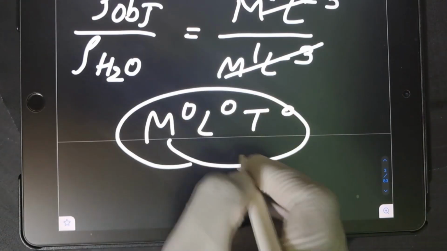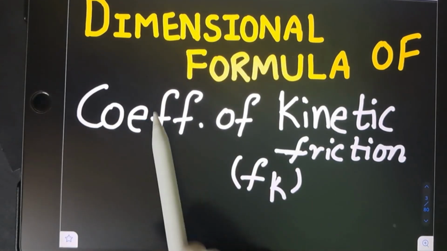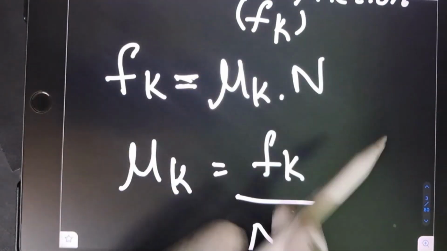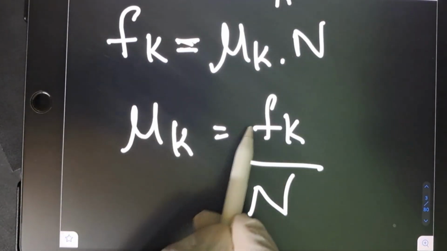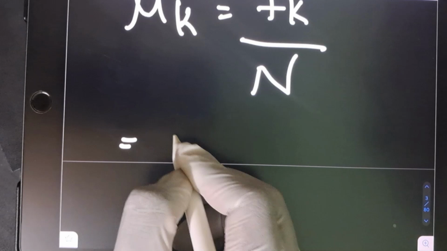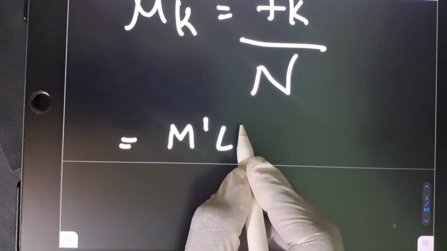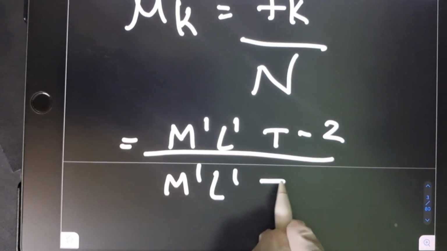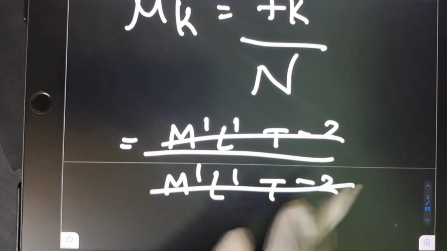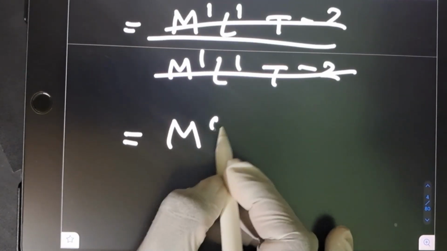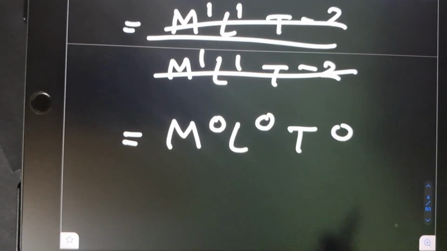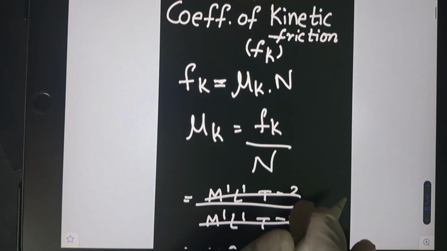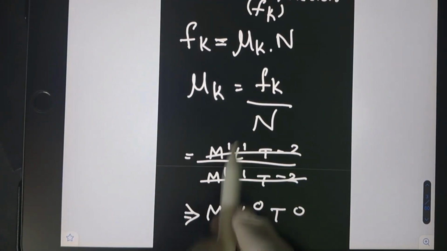It is dimensionless. To find the dimensional formula of coefficient of kinetic friction, where Fk is equal to mu k into N, where mu k is equal to Fk by N, kinetic friction by normal force. M power 1 L power 1 T power minus 2 is the dimensional formula of kinetic friction by normal force. On cancellation, we get M power 0 L power 0 T power 0. It means the coefficient of kinetic friction is dimensionless. No dimensions for them.